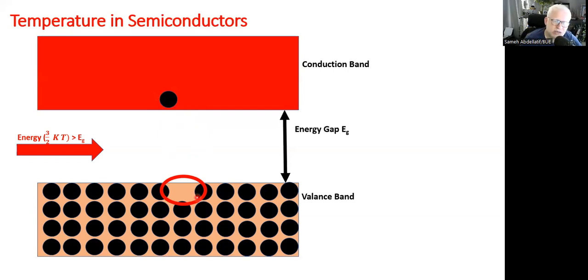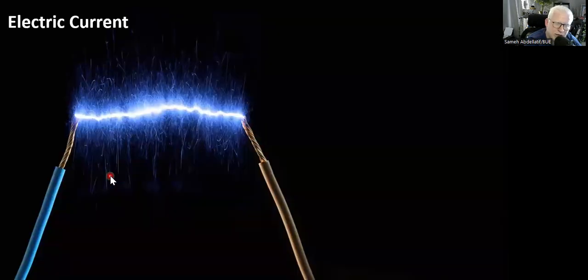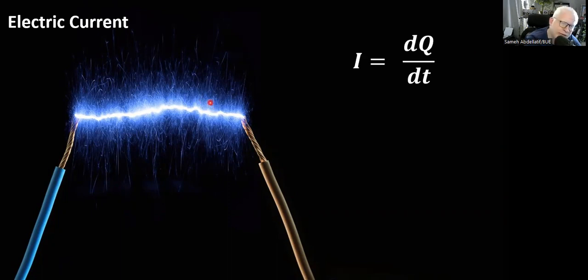But the question is, are these free carriers capable of conducting an electrical current? Actually, the answer is a partial yes. You can have a current from these free carriers, but free carriers alone will not produce a current, because the definition of the current is dq by dt, or in other words, the rate of change of the charge with respect to time.